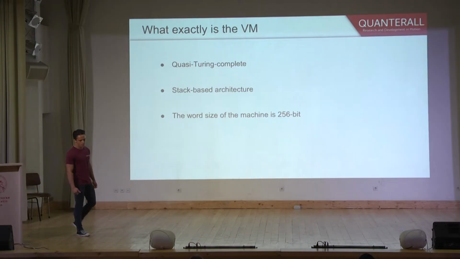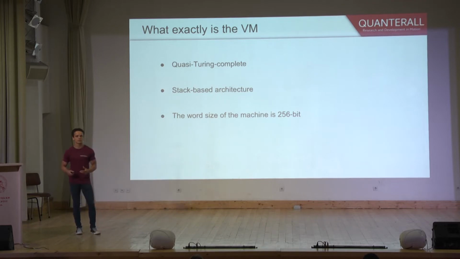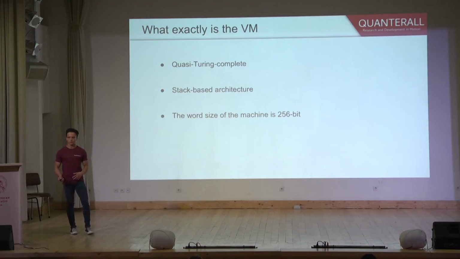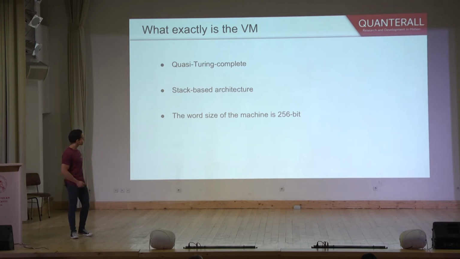It is a quasi-Turing complete machine, where the quasi qualification comes from the fact that execution is limited through an initially stated parameter, which is the gas parameter. And it is a stack-based architecture, which means that it uses a stack to store internal operations, arguments, and results. You will hear the term word, and that refers to a 256-bit integer. Those will be the stack items of the machine, the storage keys and values, etc.